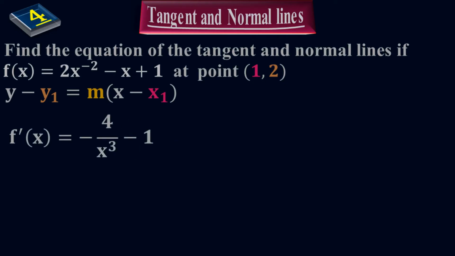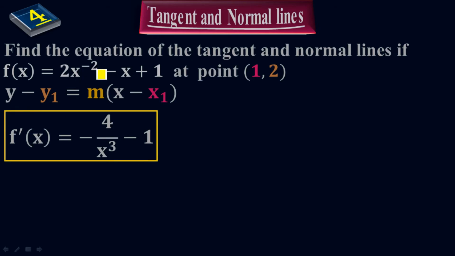which is negative 4 over x cubed minus 1. This is the derivative of f of x. Apply simply the power rule here. The derivative of this term will be negative 4 over x cubed, and the derivative of negative x will be negative 1. The derivative of 1 is 0, which is a constant. This is the derivative of f of x, which is f prime of x.